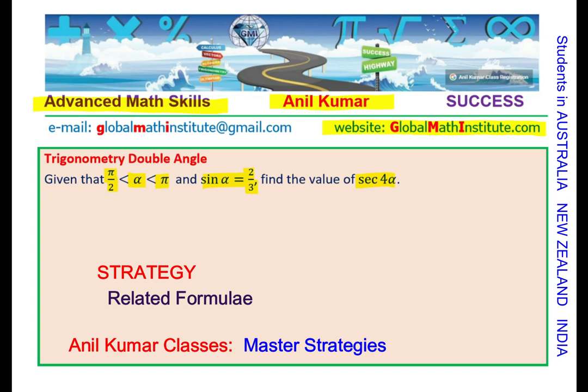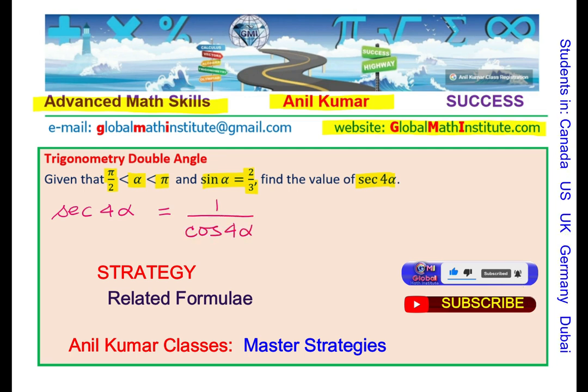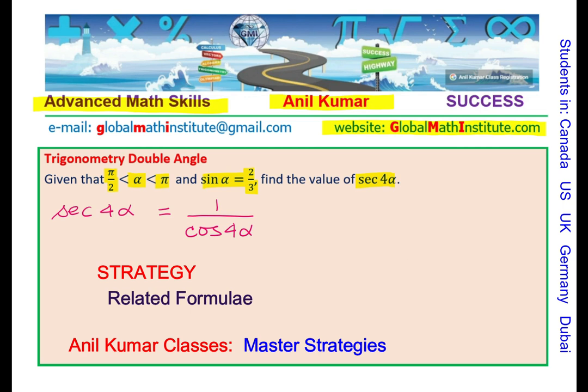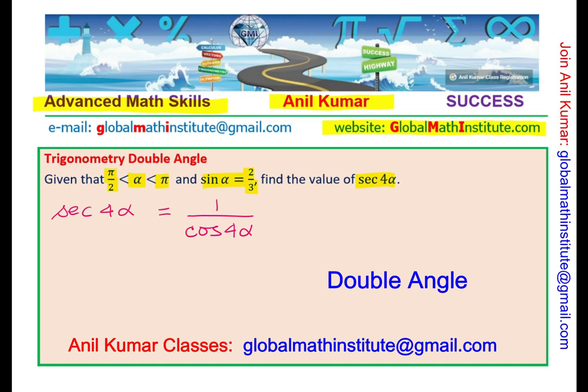Well, first thing is that you should remember the related formulae. So secant 4 alpha is what you need to figure out, correct? Of course, this is equal to 1 over cos of 4 alpha. We're just trying to see which trigonometric ratios or identities should be used and how they can be used, right? So cos 4 alpha relates to double angle.